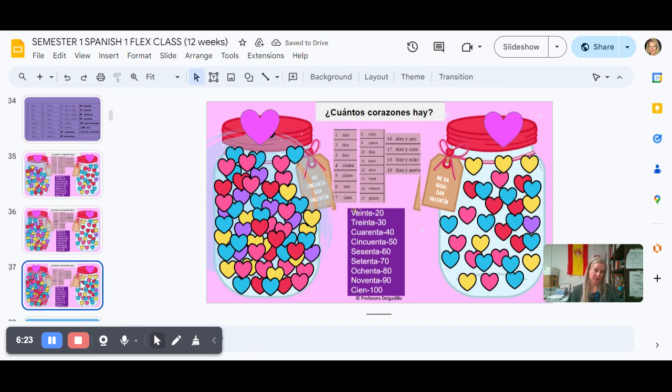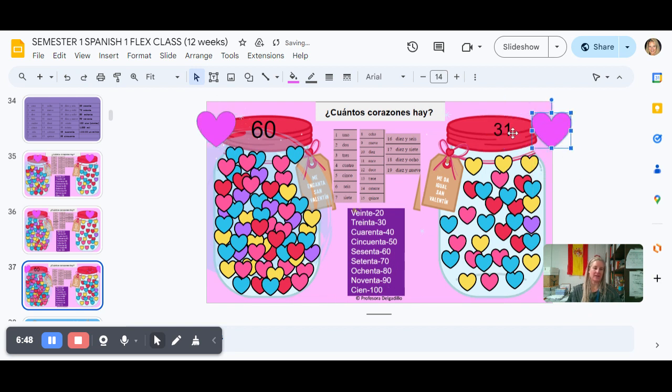How about this one? Oof, there's muchos corazones. ¿Cuántos corazones hay? Go ahead, practice writing out your response or saying it out loud. The correct response is hay 60. 60 corazones. Hay 31. 31. So double check your numbers.